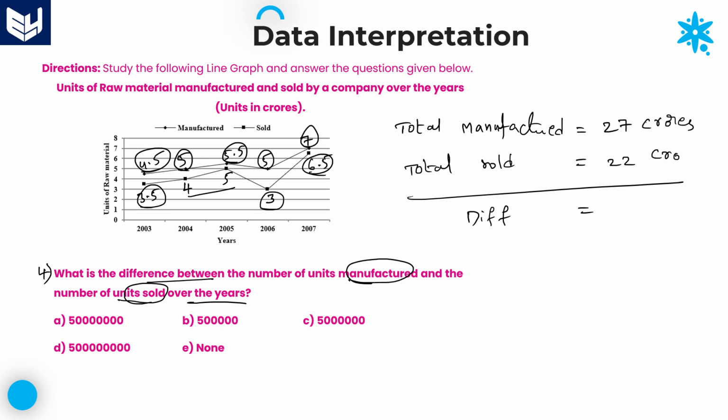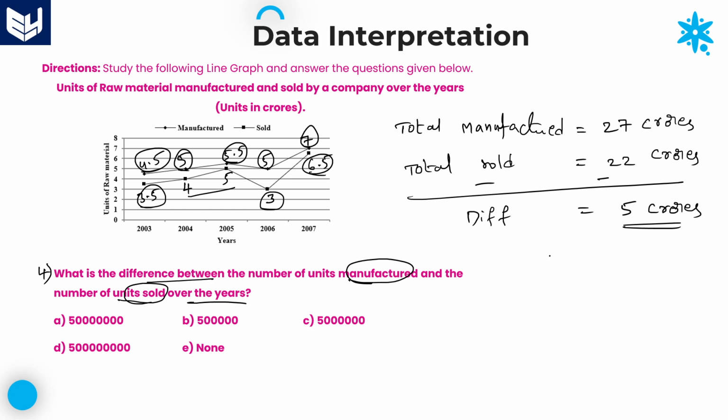Now you need to take the difference between these two values. What is the difference between these two values? 27 minus 22, which is equal to 5. 5 crores. 5 crores is the right answer. But if you look at the options, you have the answer with 5 followed by number of zeros.